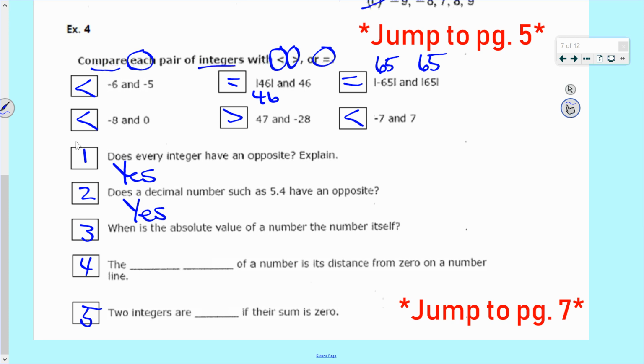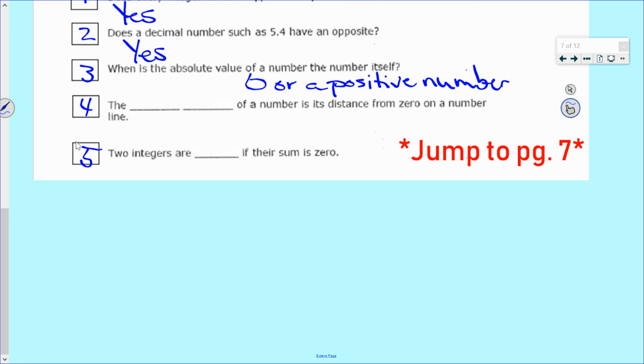When is the absolute value of a number the number itself? 0 or a positive number. Isn't 0 technically a positive number? No. 0 is a very special number. It is neither positive nor negative. What happens if it's a negative number? Its absolute value will be its opposite. But it says when its value is the number itself. Negative 67 is not 67.